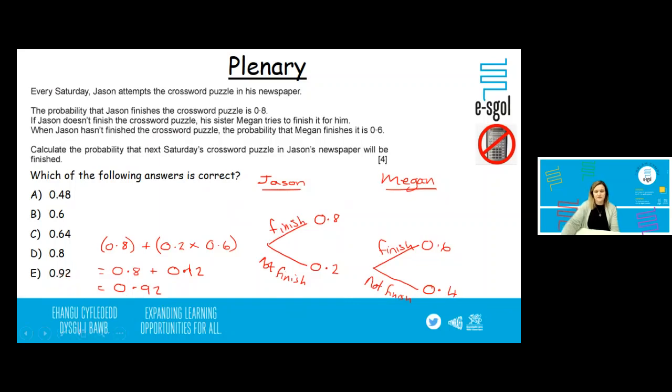So the correct answer there, I'll just circle it, 0.92. Okay, so that is the end of today's session. Thank you very much.